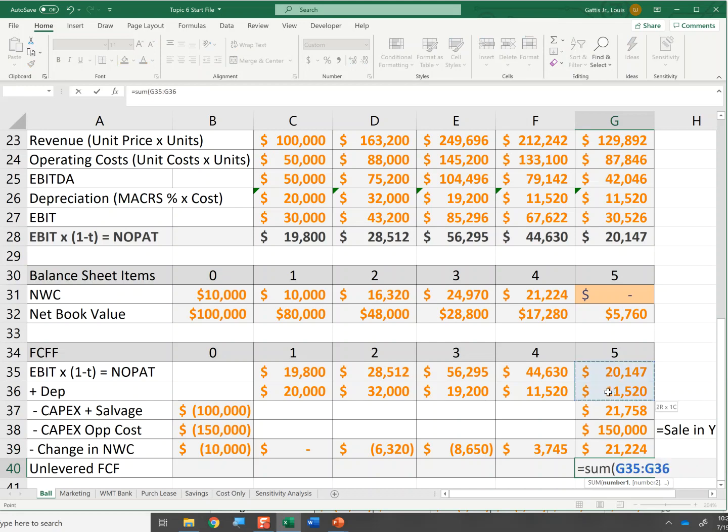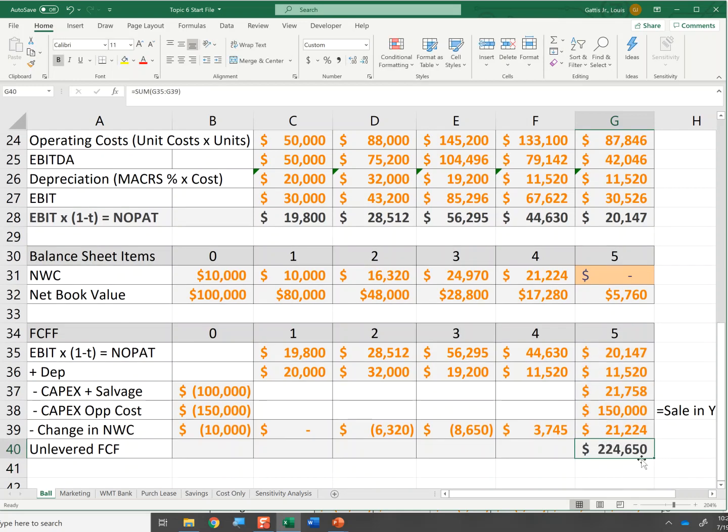EBIT after tax, add back depreciation, subtract CapEx and salvage. I'm dealing with my opportunity cost there. So that's not going to be there on most examples we do, but in this example it has it. And then I'm going to subtract my change in net working capital. So there are my free cash flows.